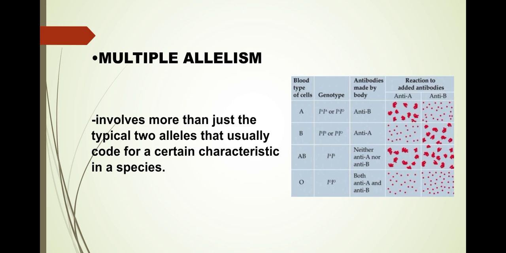Next is multiple allelism. It involves more than just the typical 2 alleles that usually code for a certain characteristic in a species. Multiple allelism is a set of 3 or more alleles or alternative states of a gene, only 2 of which can be present in a diploid organism.